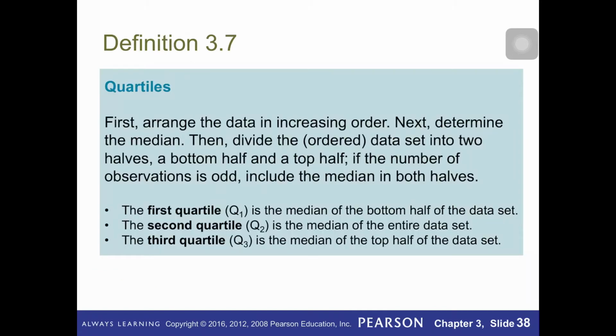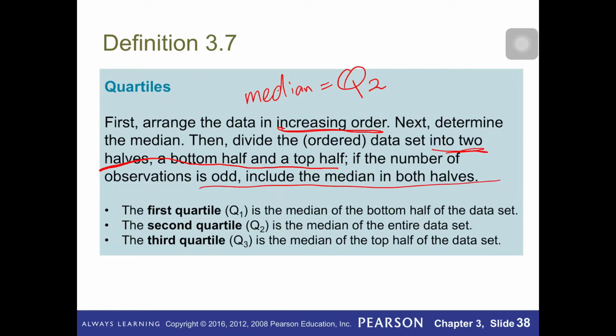So, to find quartiles, first arrange the data in increasing order. This is very important. We need to arrange our data set into ascending order. Next, determine the median. The median equals Q2, the second quartile. Then divide the data set into two halves, bottom half and top half. If the number of observations is odd, include the median in both halves. You should remember this one: if we have an odd number of observations, you have to add your middle value into both halves.